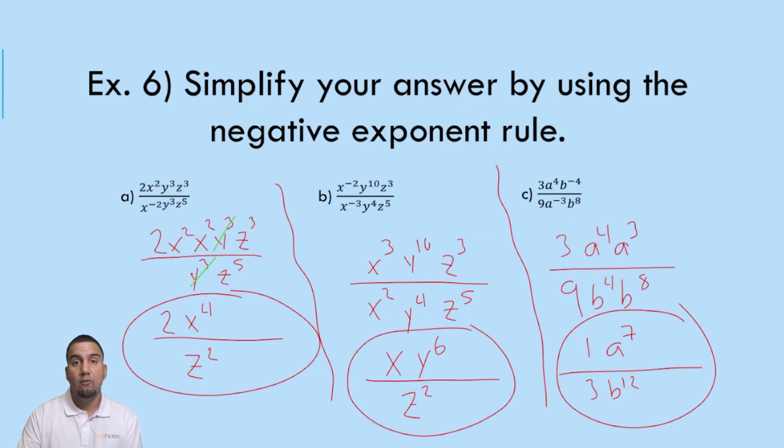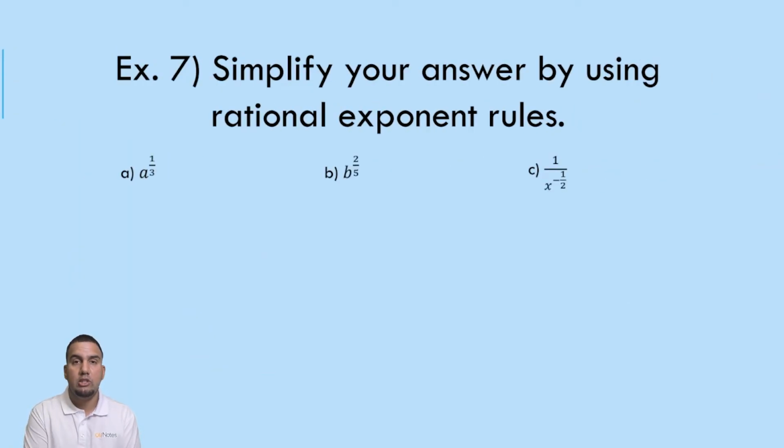So you have to be careful with all of these exponents. But if you can do this properly, there's nothing else that I can throw at you that's going to confuse you because you know all your rules. But step one, always move your negative exponents. That's going to help you out the most. So now we move on to our last topic, which is working with rational exponents.